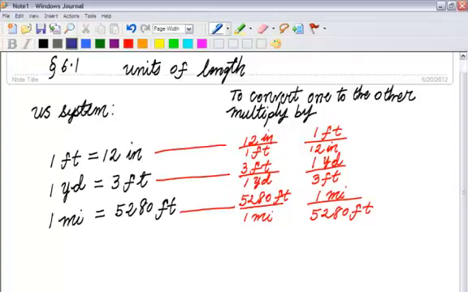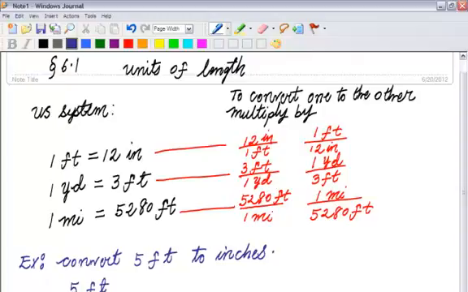All right. So here's an example. Let's say I want to convert 5 feet to inches. Convert 5 feet to inches. So how do I do it? Well, 5 feet is what I start with, and I want to convert it to inches. So I'll write 5 feet again.